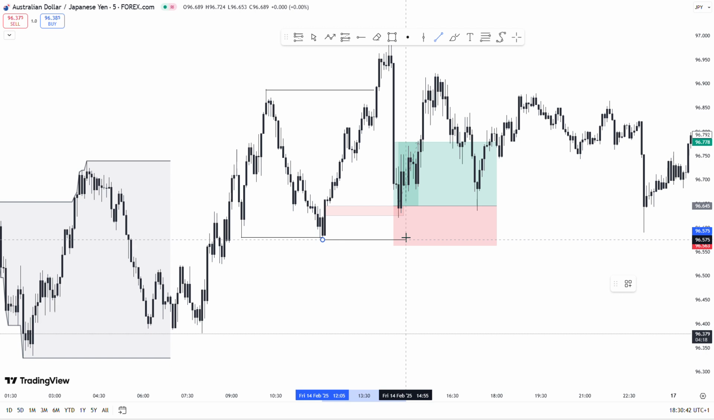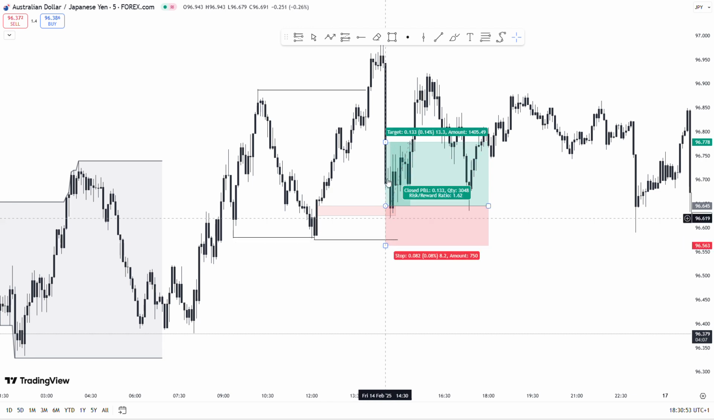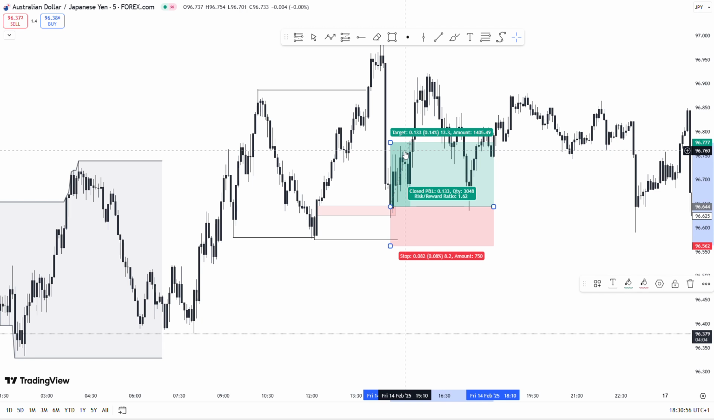3 RR. So from here, this is where my SL is going to be, because any low that takes out liquidity becomes a protected low, right? So here becomes where I'll put my stop loss, which is about 8.2 pips, right?